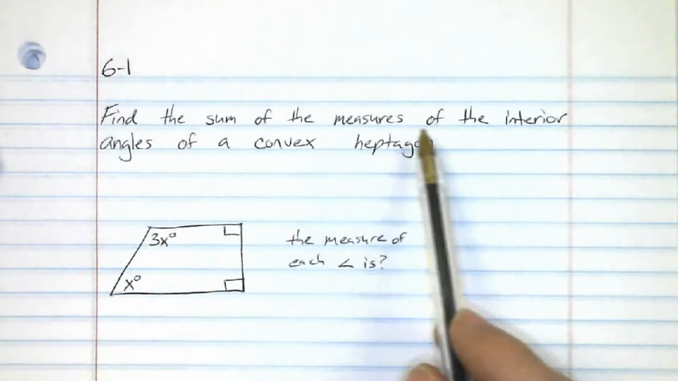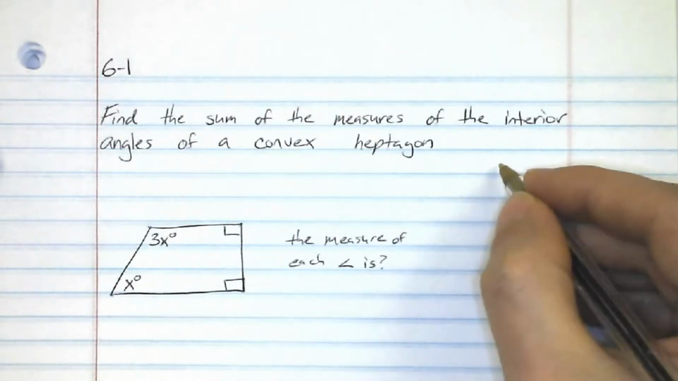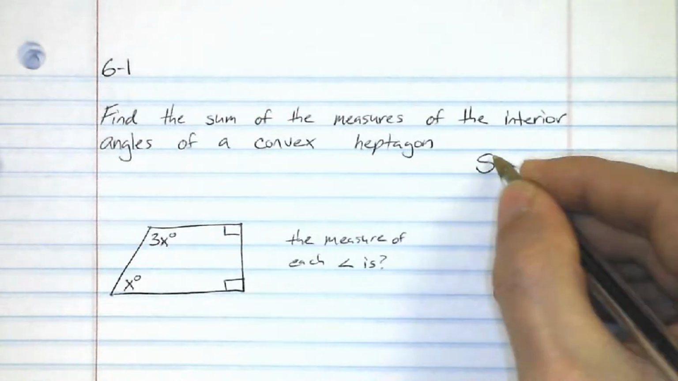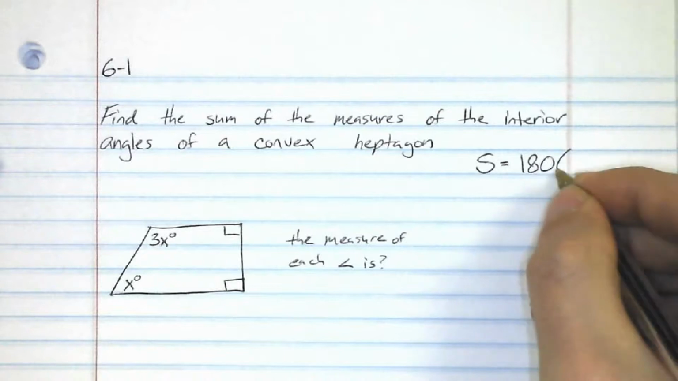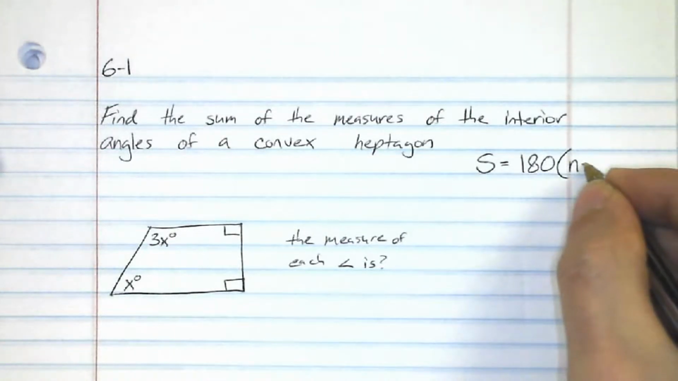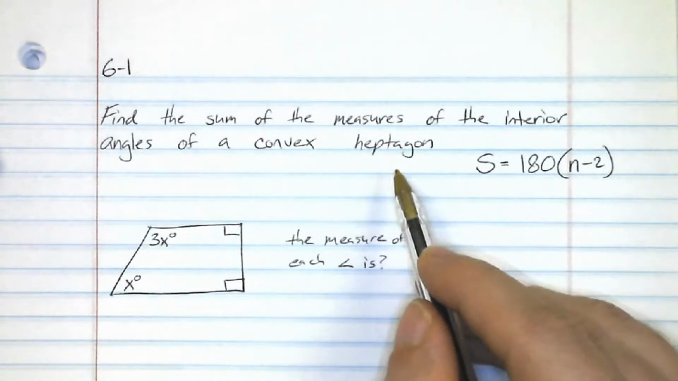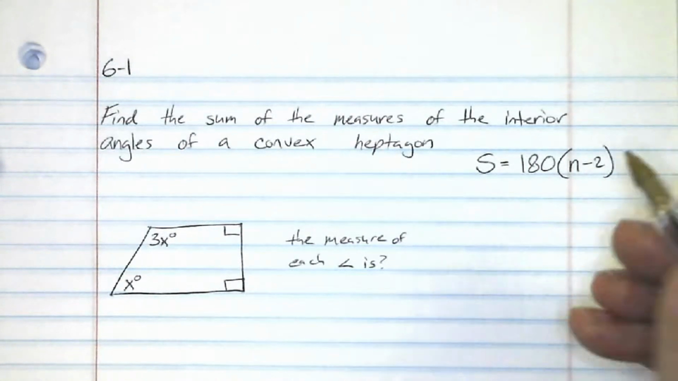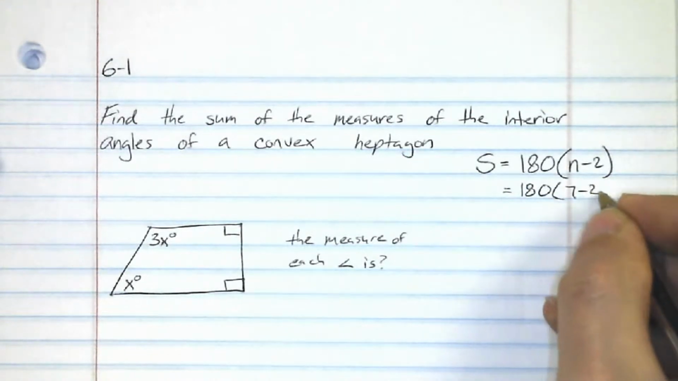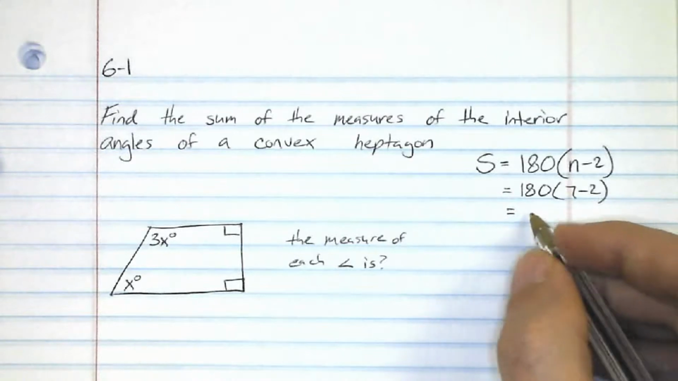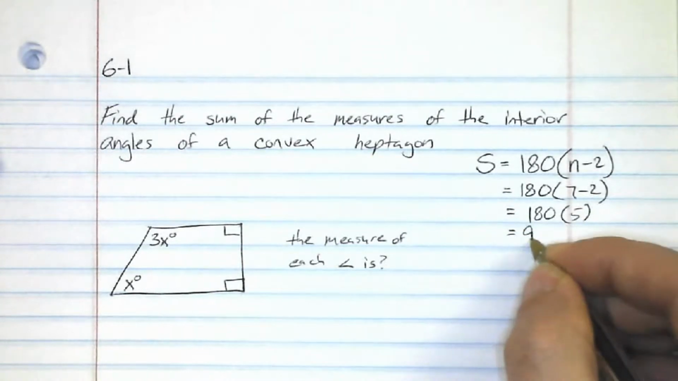Okay, so for the first one, we want to find the sum of the measures of the interior angles of a convex heptagon, and we have an equation that's going to help us do that. That is this: the sum of the interior angles is going to equal 180 times the number of angles minus 2. Now, in this case, we're dealing with a heptagon, and you have to know what these names mean. Heptagon, seven-sided figure, so we have 180 times 7 minus 2. 7 minus 2 is 5, so we have 180 times 5, and that is going to be 900.